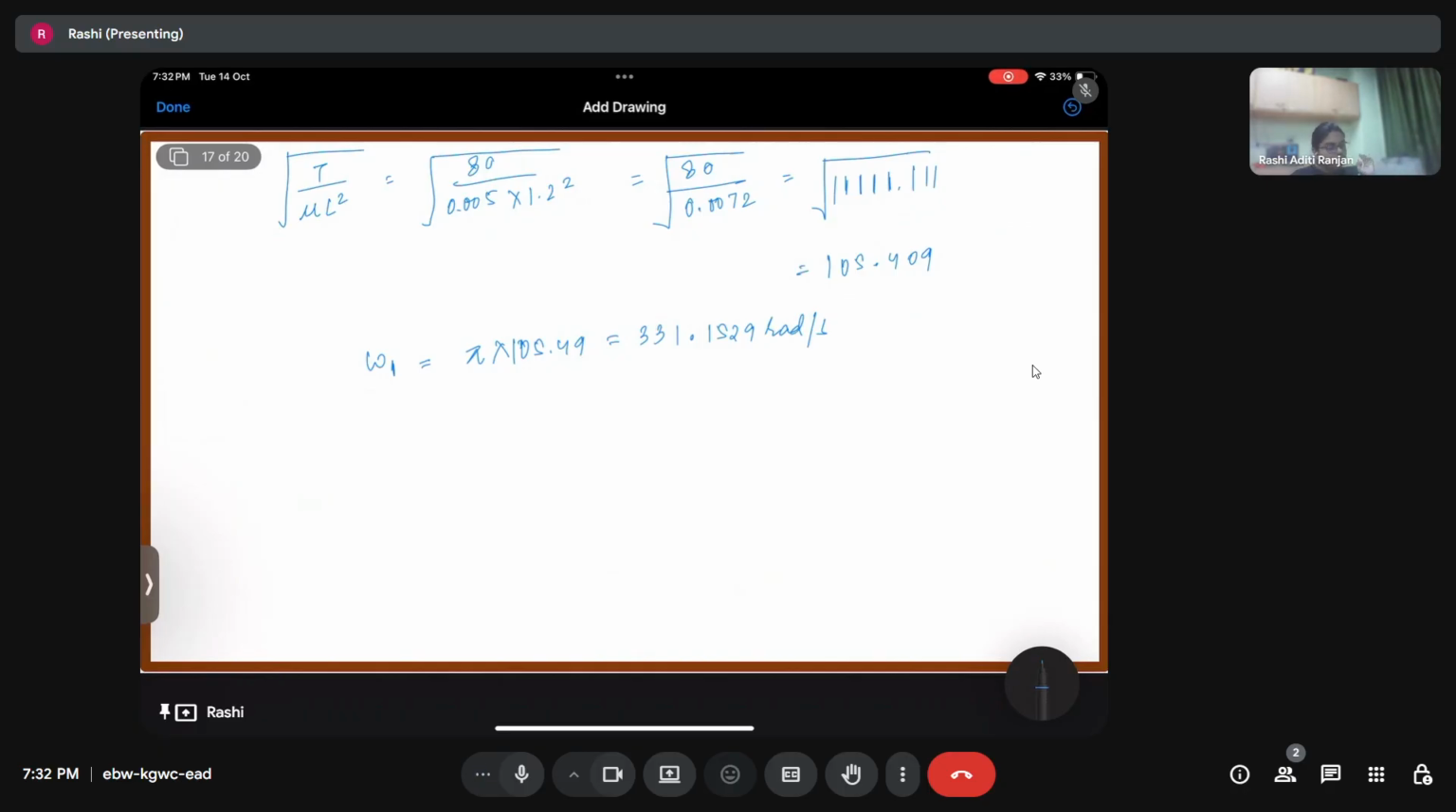So we just need to put omega 2 as 2 times omega 1, which will be nothing but 662.305884 radians per second. And then we are supposed to find the difference. However, there's nothing much to find, because delta omega is omega 2 minus omega 1, which is twice omega 1 minus omega 1. So the difference is nothing but omega 1, which is 331.1529.